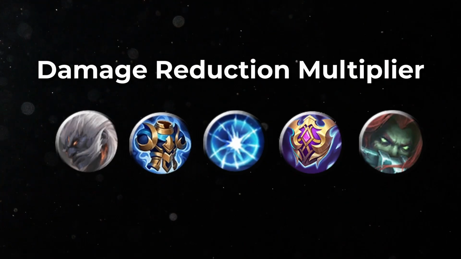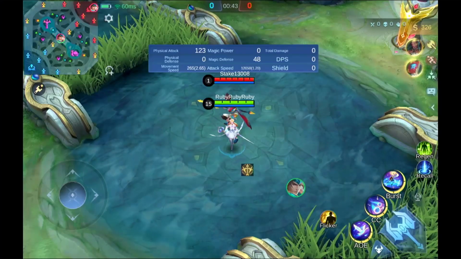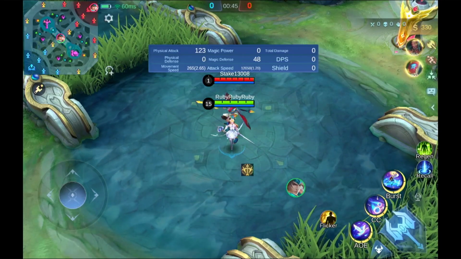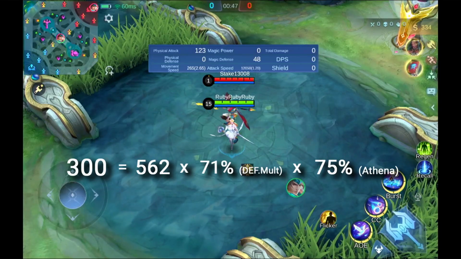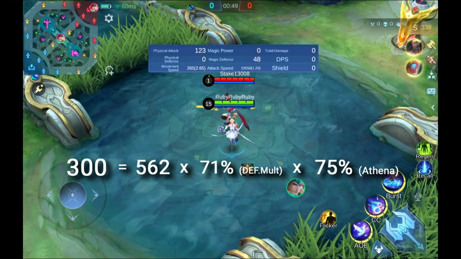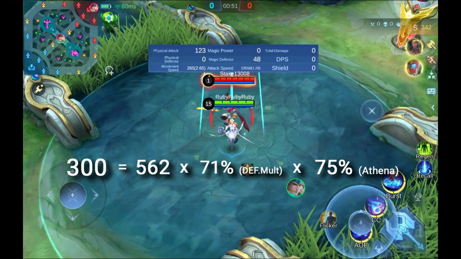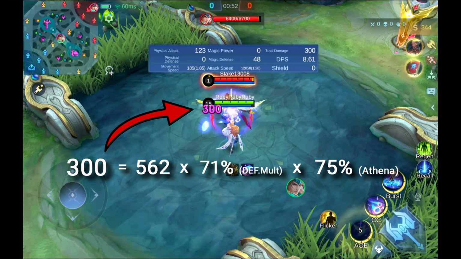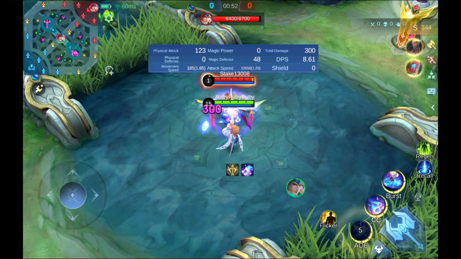We can see the effect in action and prove that the formula is valid by testing it in practice mode against Athena's shield. In theory, after applying Athena's damage reduction effect, we should expect Odette's skill 1 damage to be 300. So once again, we proved that the formula is working correctly. And that's everything on how damage works in Mobile Legends.